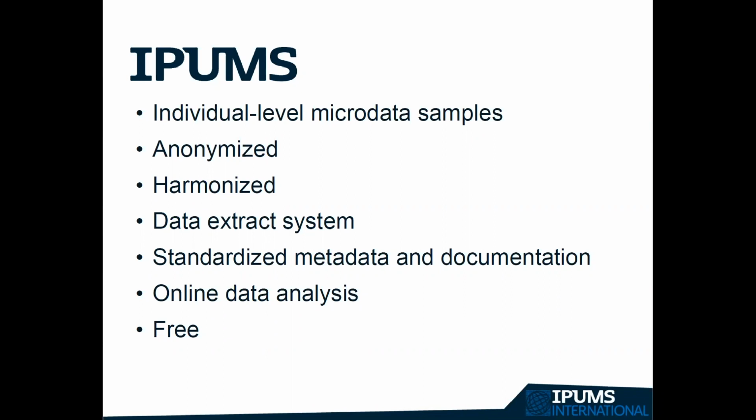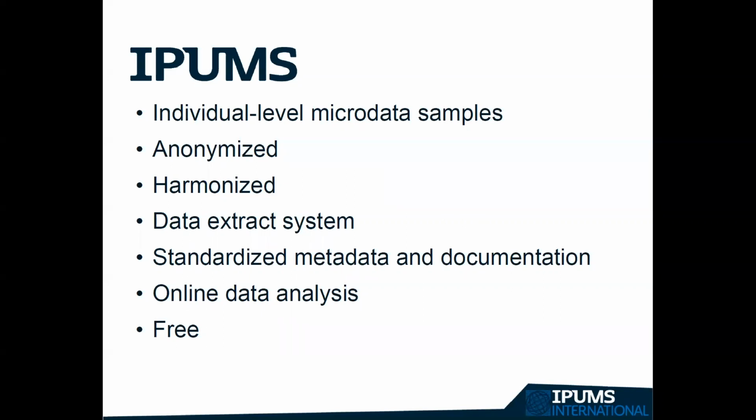So all but one IPUMS project distributes individual level survey and census microdata, and in just a minute, we'll talk a little bit more about microdata to make sure everybody understands that term. And these microdata have been anonymized, meaning that all information that might identify an individual, like names or addresses, have been removed from the data. And the data are harmonized across time and place so that data users can easily use the data in cross-temporal and cross-national research.